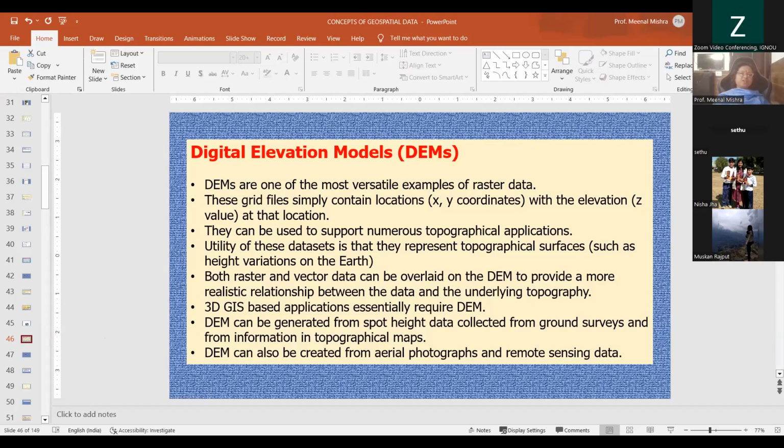Now there is another term that is known as digital elevation model. Have you heard of this term earlier? Digital elevation models or DEMs. Any one of you? Yes, ma'am. Yes, please explain. Yeah, please, will you explain a little? What do you mean by digital elevation model?